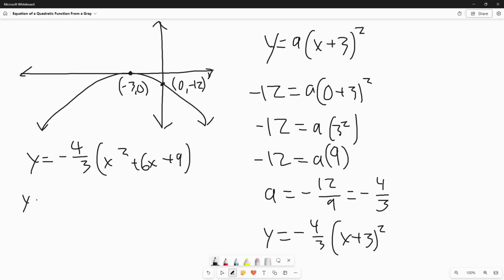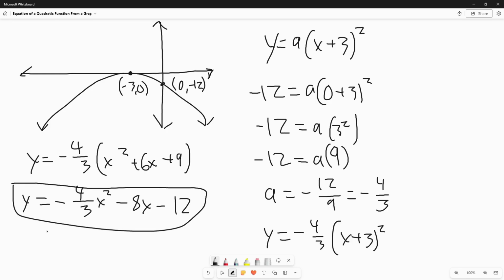So y is equal to negative 4 over 3 x squared minus 8x minus 12. And this is our answer. If you want to, you can multiply all of this by 3 or do whatever you want to get rid of the fraction, but it's fine to just leave it like this.